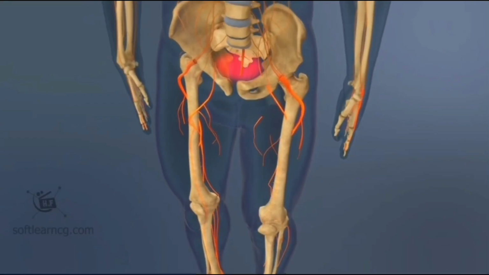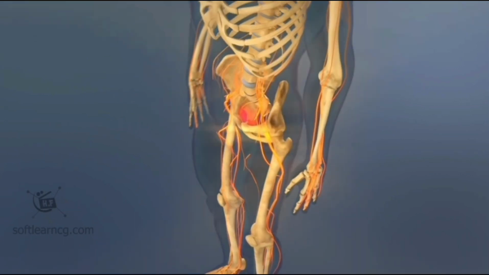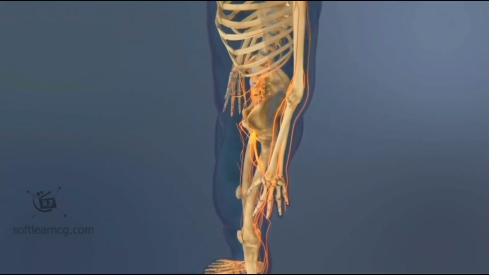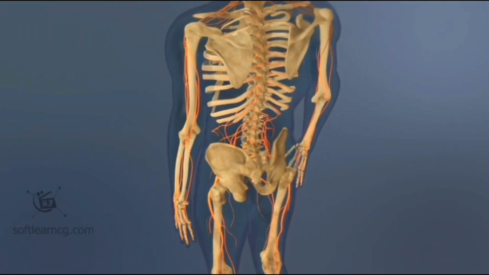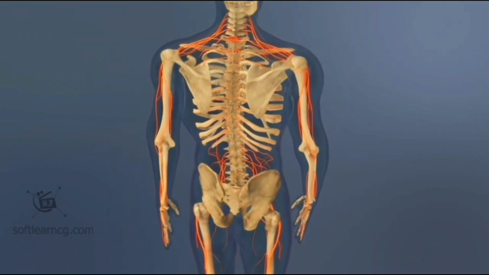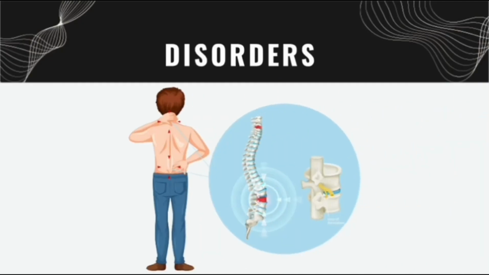A herniated disc can occur in any part of the spinal column. They are common in the lumbar spine, just above the hips. A herniated disc can compress nearby nerves, resulting in pain, numbness, or weakness in arm or leg. What are the possible causes of herniated disc?